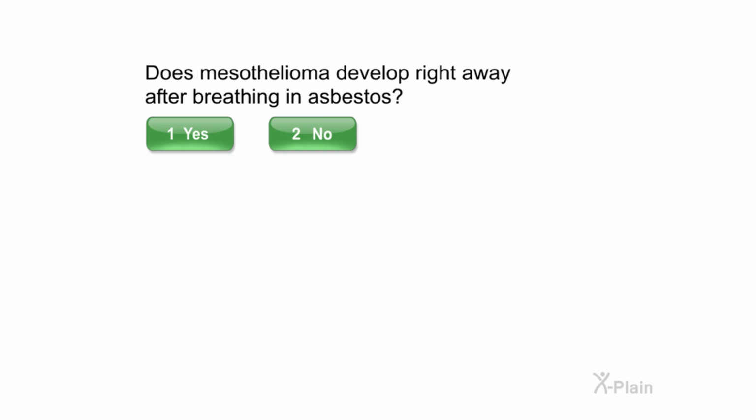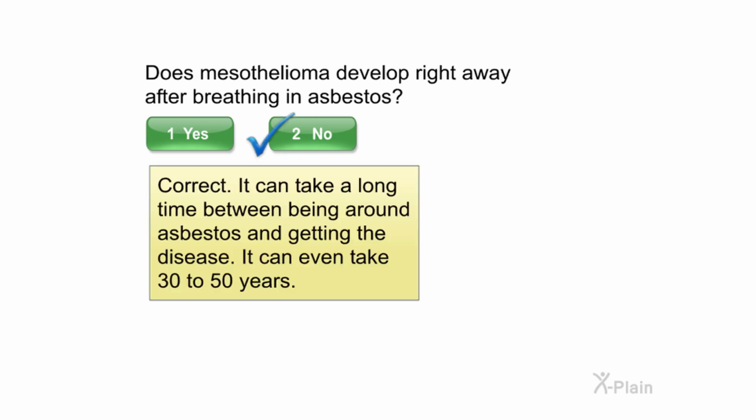Does mesothelioma develop right away after breathing in asbestos? Select yes or no. Correct. It can take a long time between being around asbestos and getting the disease. It can even take 30 to 50 years.